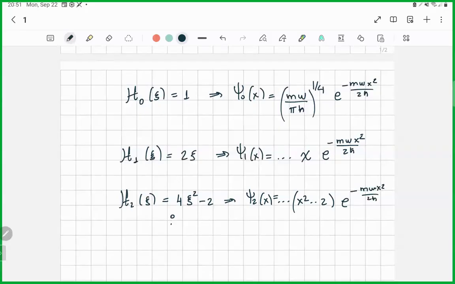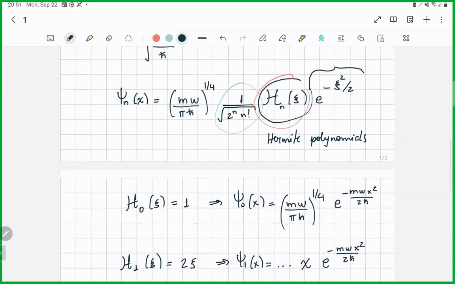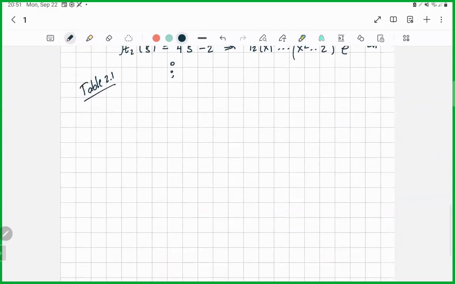Anyway, it goes on like this. If you want, you can see these Hermite polynomials in your book. It's contained in the table 2.1. But what are we going to do with this? We repeat that all information about a system in quantum mechanics is contained in its wave function. So let's try to make plots for the wave functions, okay?